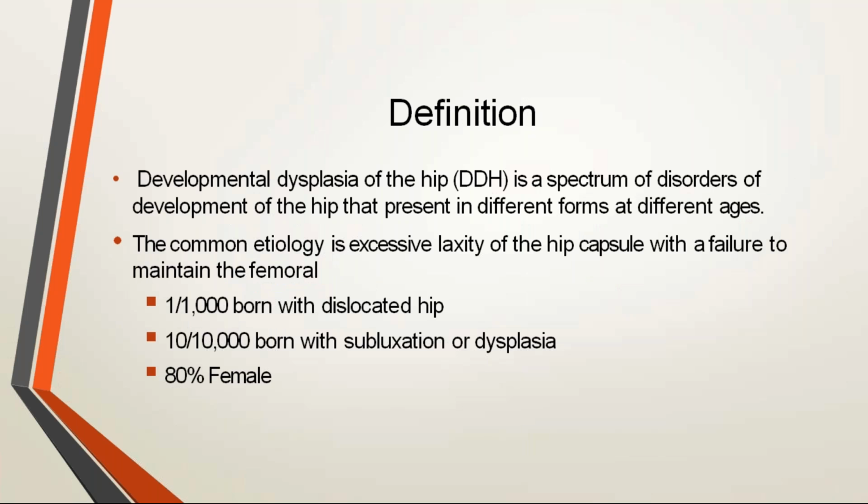What is the definition of developmental dysplasia of the hip? It is a spectrum of disorders of development of the hip that presents in different forms. That is, the hip may be dislocated, dislocatable, or subluxated. The different terms we will be dealing with in the next slide.